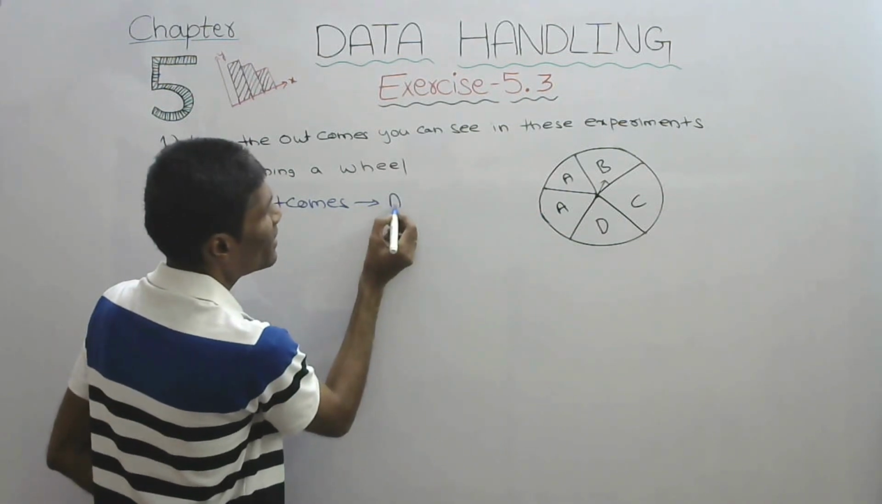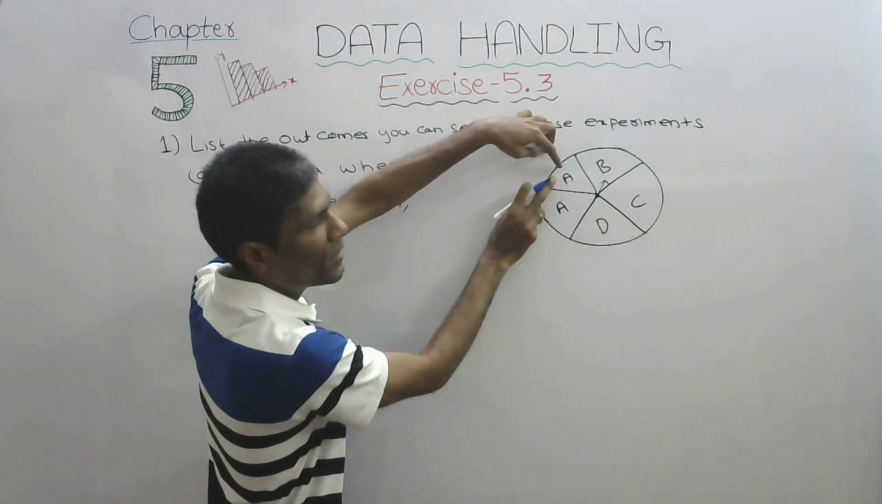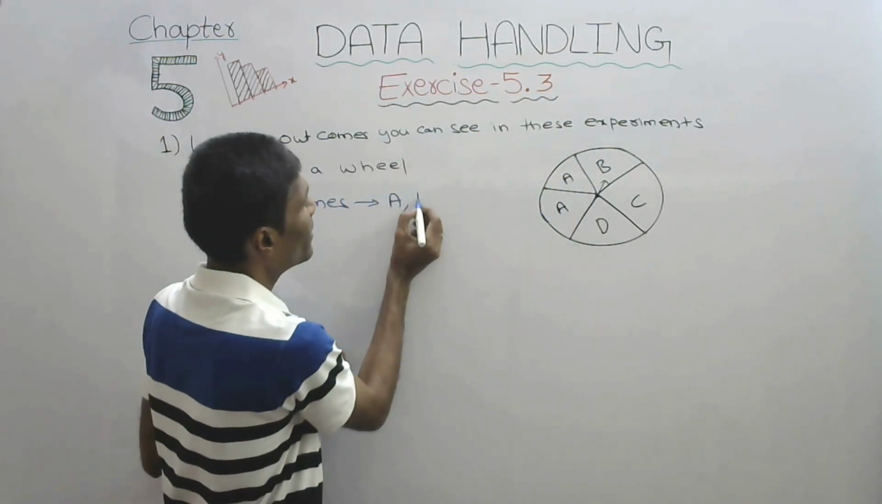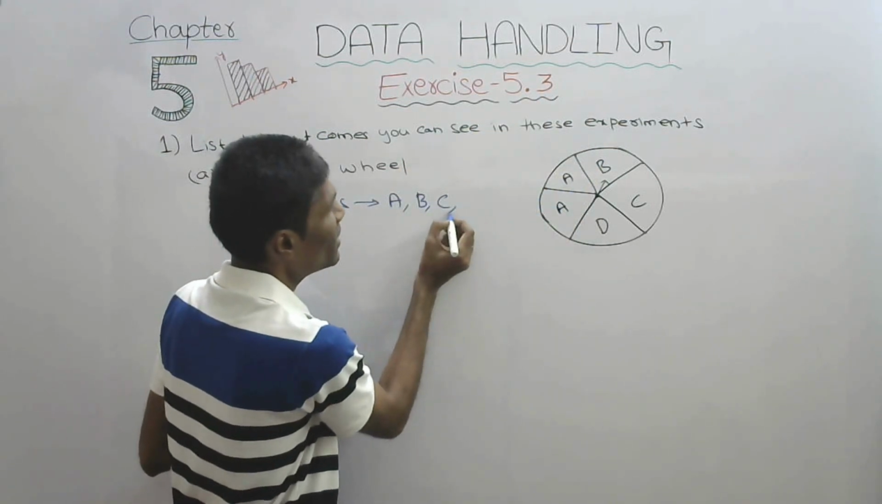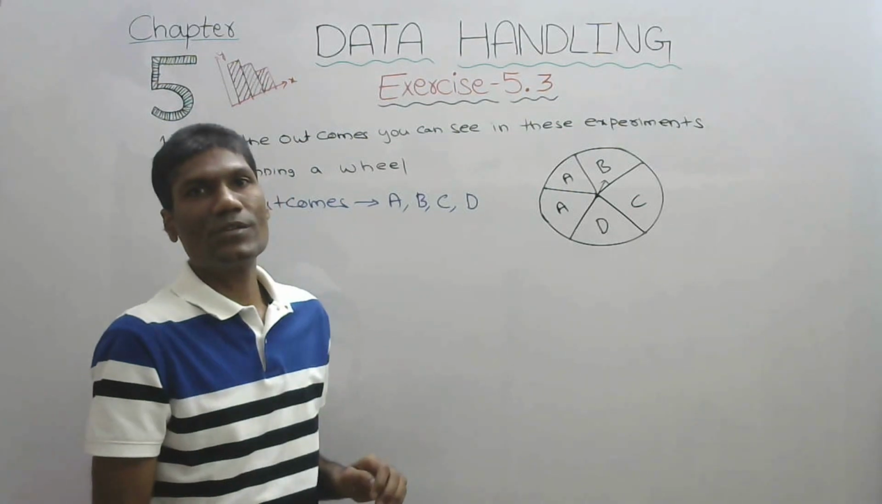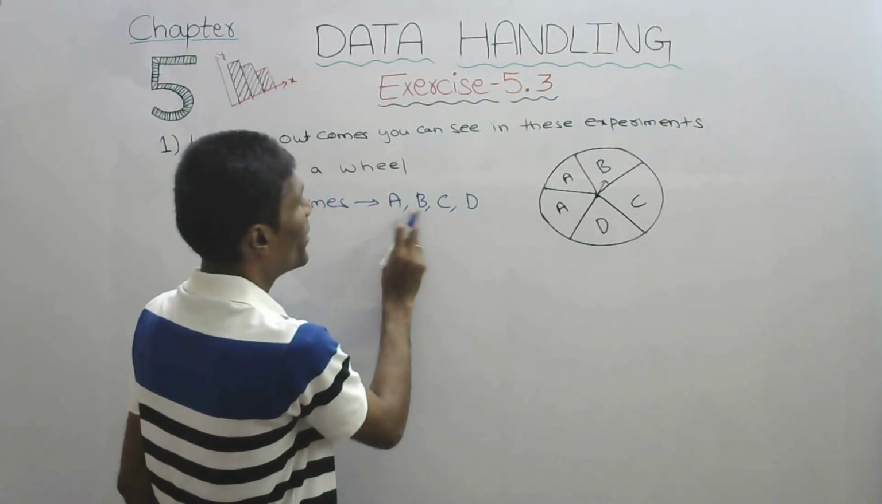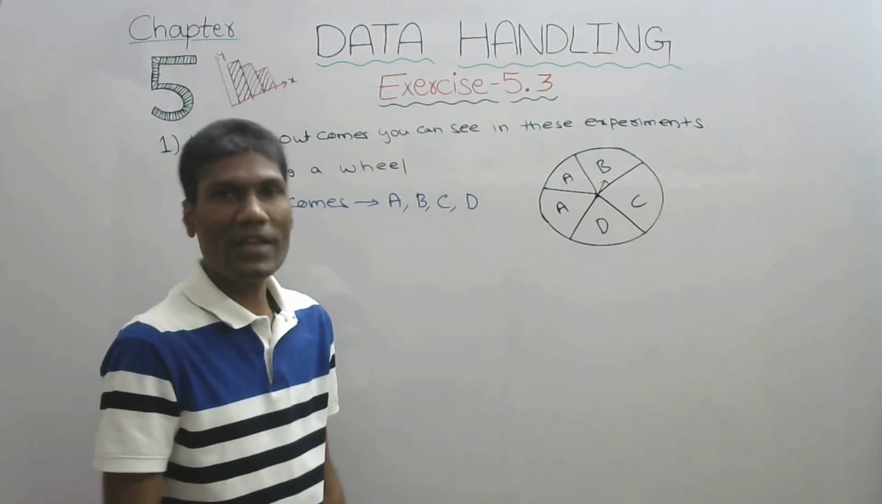Outcomes can be: we can get A, then B we can get, C, and we can get D. So the outcomes are A, B, C and D.